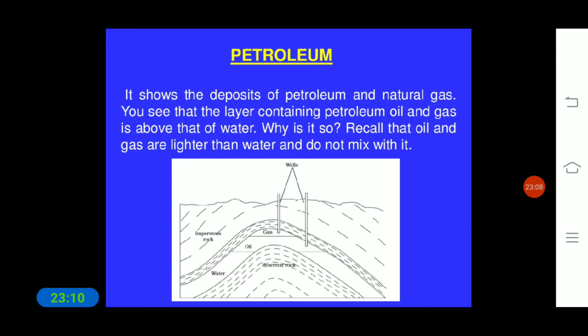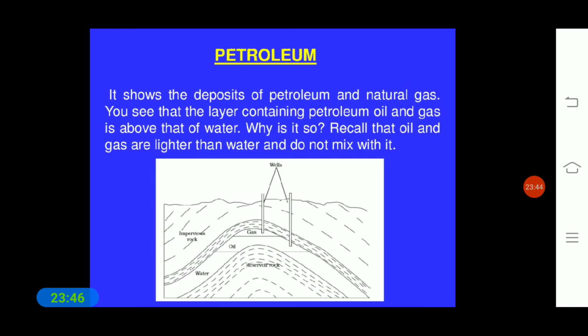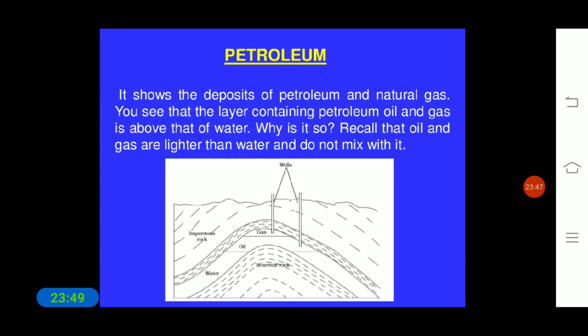As you know, children, the density of oil is less than water. Due to that reason it floats on the water. So we can separate this oil from the water because the oil floats on the surface. That is how we can remove oil from the sea. Oil and water do not mix. So this is the extraction of oil from the sea.